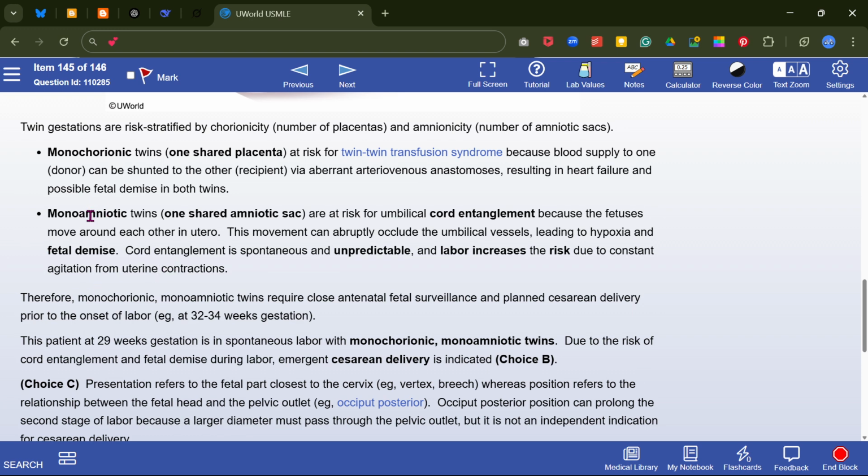And monoamniotic twins, with one shared amniotic sac, are at risk of umbilical cord entanglement. So monochorionic monoamniotic, umbilical cord entanglement. MMC, again the C, cord entanglement. So cesarean section should be done because of the risk of fetal demise leading to hypoxia. Cord entanglement is spontaneous and unpredictable, and labor increases the risk due to constant agitation from the uterine contractions.